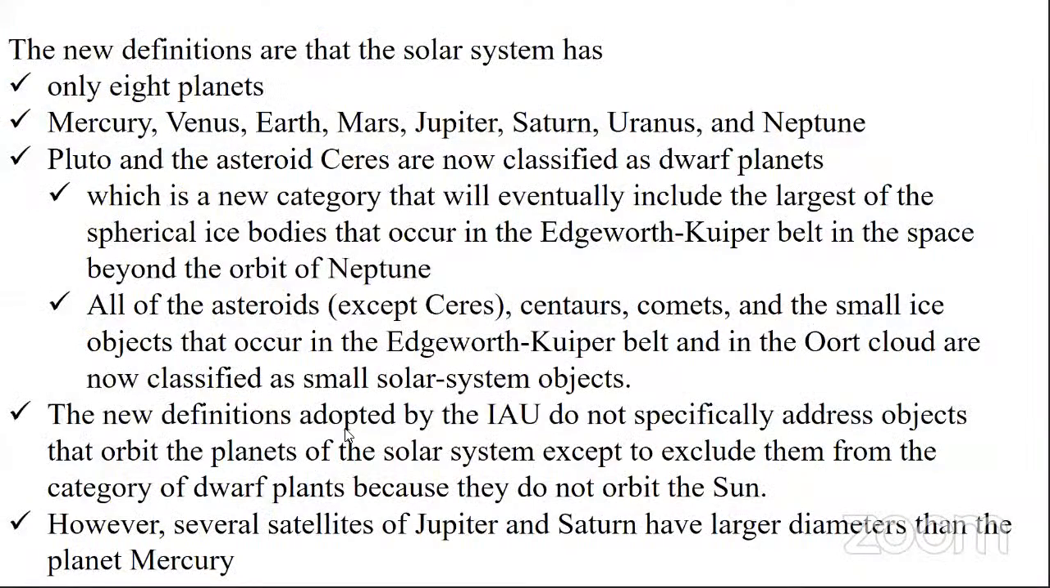The new definitions adopted by the IAU do not specifically address the objects that orbit the planets of the solar system, except to exclude them from the category of dwarf planets because they do not orbit the Sun. They may orbit something else, so they should not have the periodicity. However, several natural satellites of Jupiter and Saturn have larger diameters than the planet Mercury, but we should not call them planets. We have to call them natural satellites.